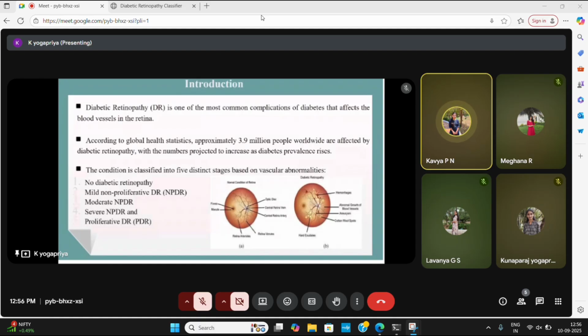Early detection and accurate diagnosis of diabetic retinopathy are crucial for timely intervention and effective management. Yet the traditional screening process relies on the expertise of the ophthalmologist to interpret fundus images, which can be time-consuming and subjective. This project aims to develop an AI-powered system using deep learning approaches, specifically transfer learning with convolutional neural networks, to automatically detect and classify the five stages of diabetic retinopathy from fundus images.